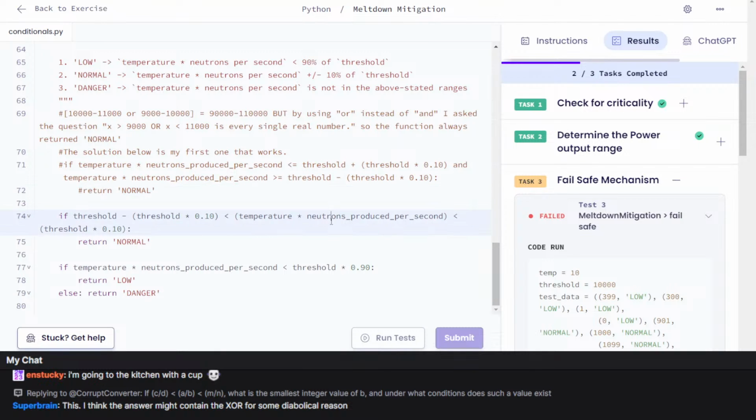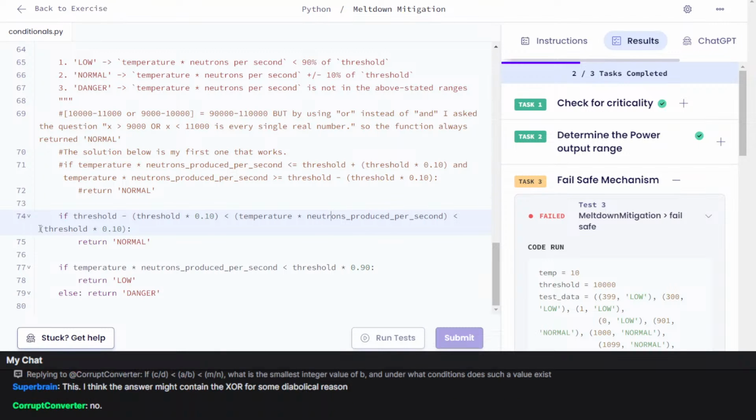Wait, I can't get this to work. I'm sad. Wait. Oh wait, I copied and pasted wrong. It should be threshold minus. What the hell? I didn't even notice that. Corrupt Converter says no. Wait. Huh? Wait, what? No.